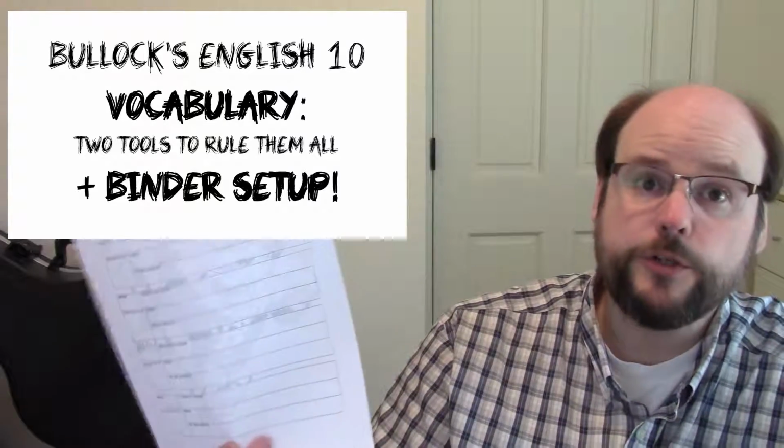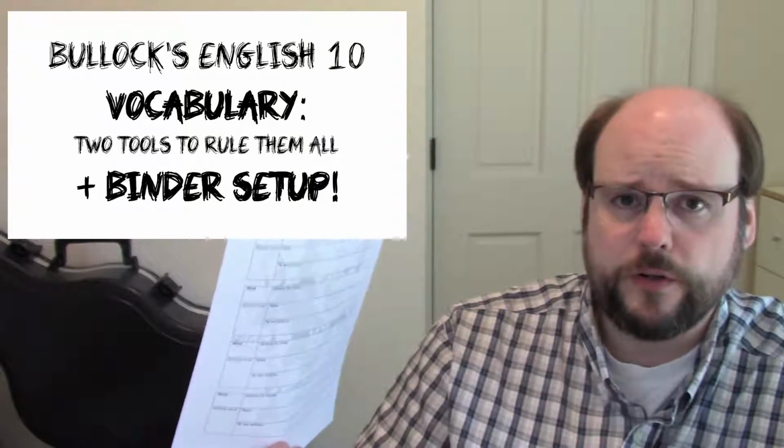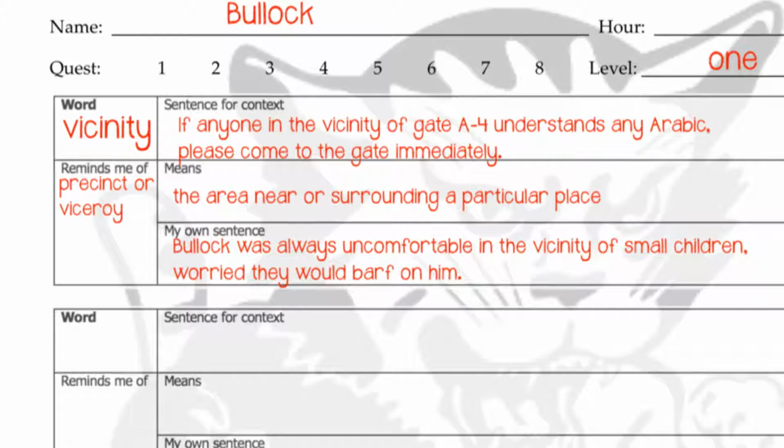The vocabulary from literature graphic organizer in some ways is simpler, but also in some ways harder. The biggest way that it's harder is because you are actually going to have to find the sentence in the literature where that word appears. That means that you have this list open while you are reading the literature, and then you can write down the sentence. For example, if your word was vicinity, you would know that you are going to go in Quest 1, Level 1, to the poem "Gate A-4" by Naomi Shihab Nye, where in the first stanza she writes, "I heard the announcement: If anyone in the vicinity of gate A-4 understands any Arabic, please come to the gate immediately." Then you put the definition.